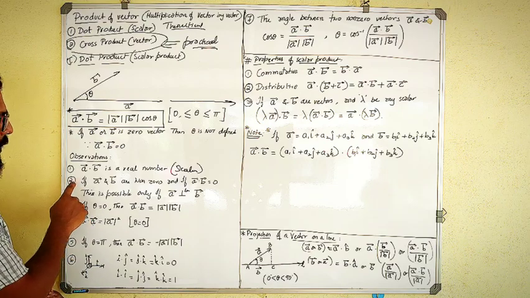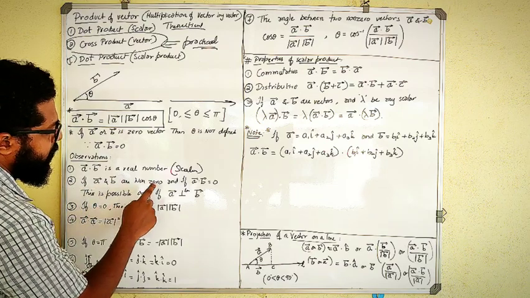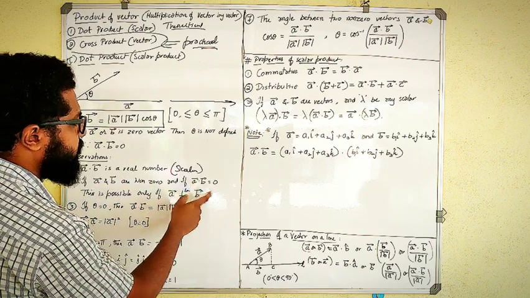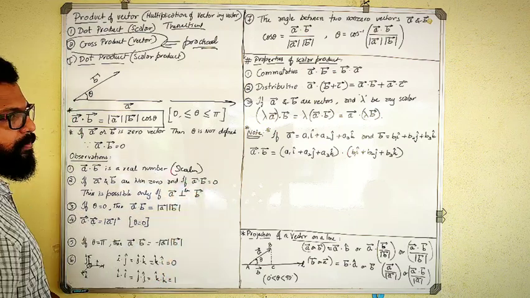Then the second observation: if A and B are non-zero, and still we get A dot B equal to 0.